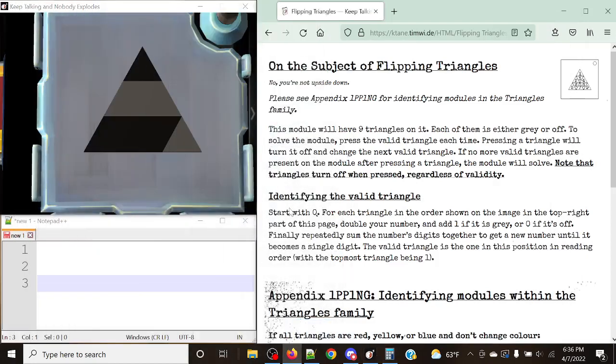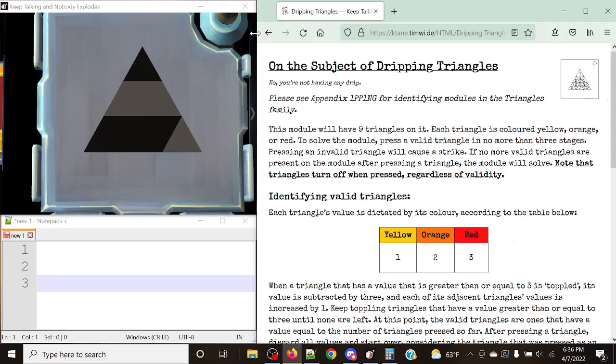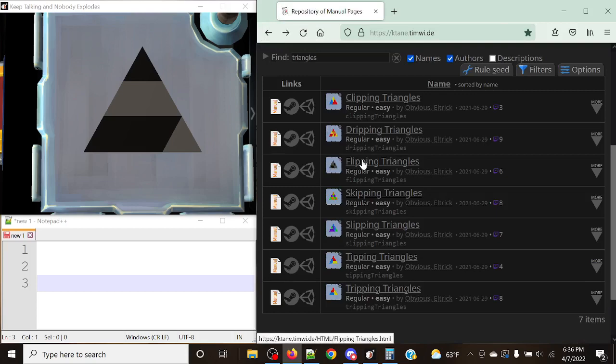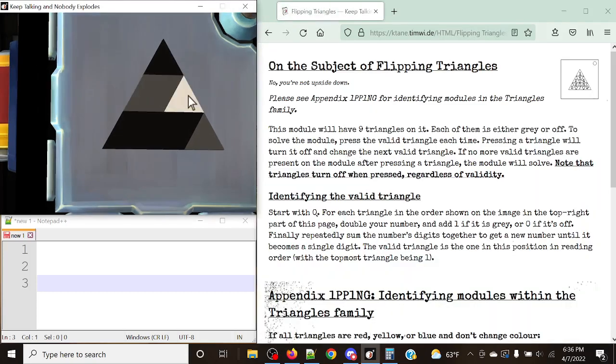So we're going to start with 0, and for each triangle in the order shown on the image in the top right. The order will always be 1, 2, 3, 4, 5, 6, 7, 8, 9. It will always be like this, and it essentially is in reading order. So we have 1, then 2, 3, 4, then 5, 6, 7, 8, 9. That's the way that they work.